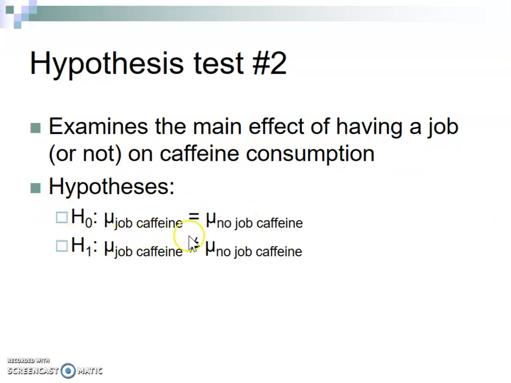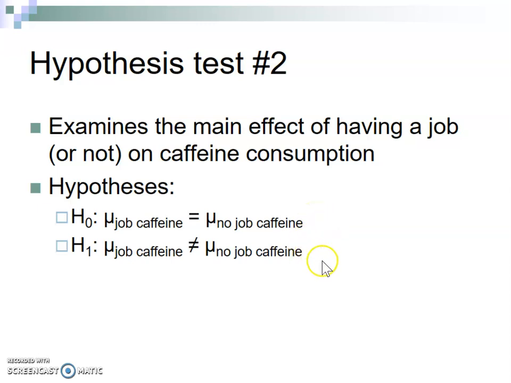So in our hypotheses that we're testing here, our null hypothesis is going to be that people that have a job, again, we're stating our hypotheses at the population level. Inferential statistics uses samples to infer something about the population. So people who have a job, they consume, on average, an equal amount of caffeine as people who don't have a job. So the null hypothesis is that those two groups are equal, aka they do not differ.